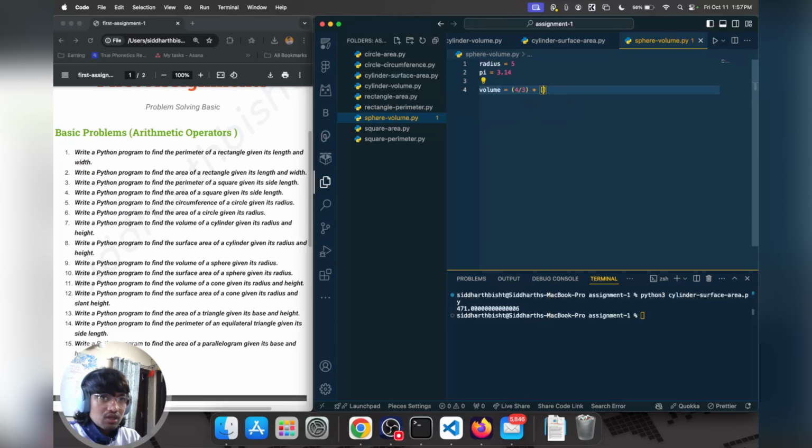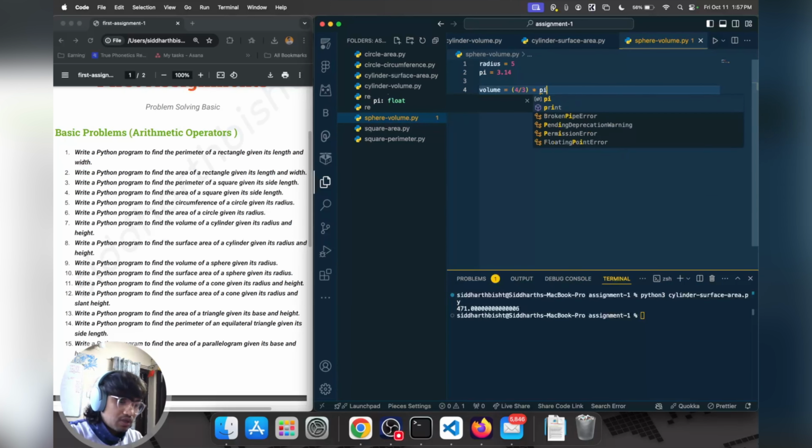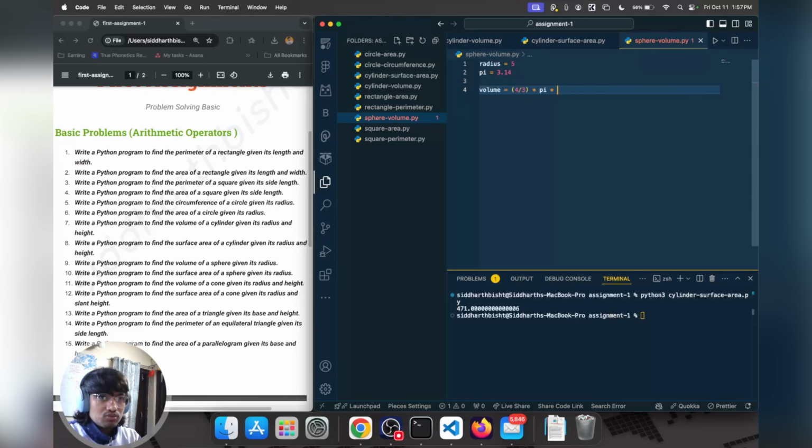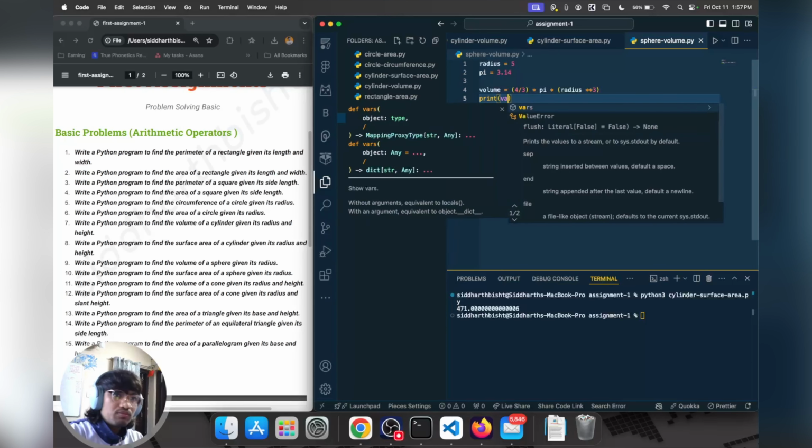So pi multiplied by r cube. Let's put this also in a bracket. R means radius, cube. 4 by 3 pi r cube. Let's print the volume.